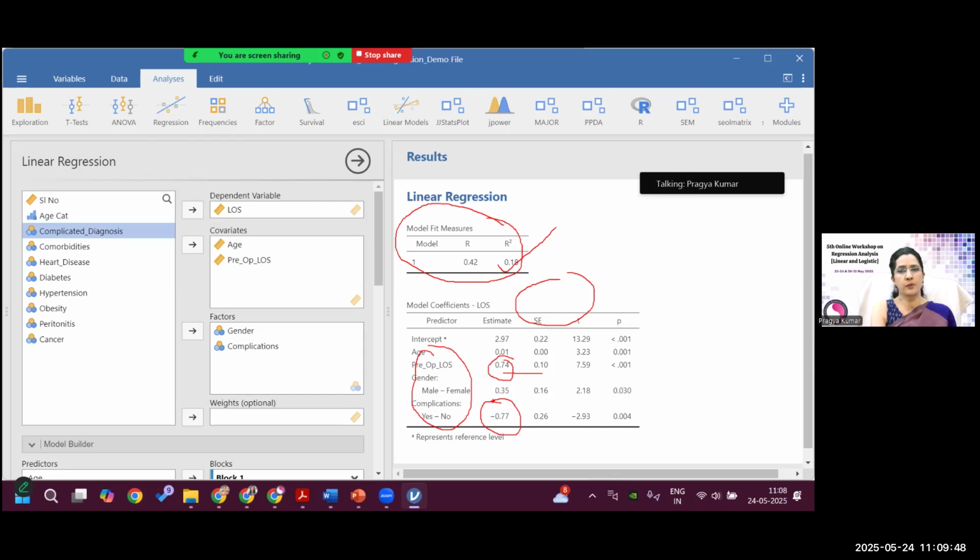But many people, instead of hierarchical and forward selection, only enter all these variables and report this table. So you can use that also. Okay, ma'am.